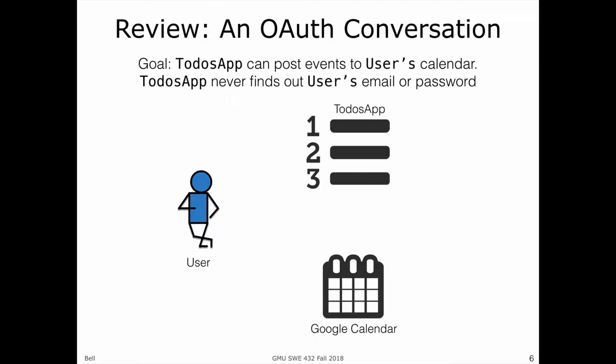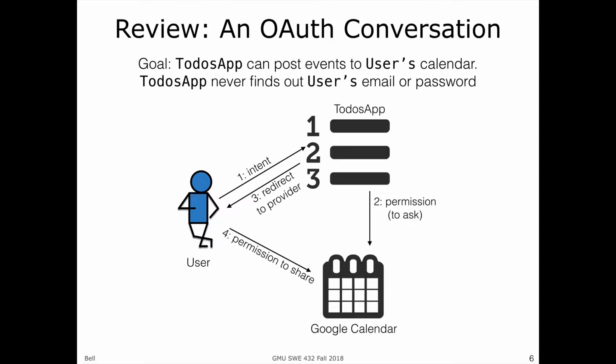So we said that OAuth was this conversation-style protocol where a user says to the to-dos app, hey, I'd like to be sharing my data with Google Calendar. Then the to-dos app says to Google Calendar, hey, the user said they'd like to do this. Google Calendar says, all right, let me check and see if the user really wants this. And then this redirects the user so that instead they get sent to a Google page.